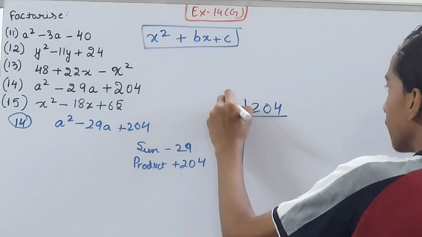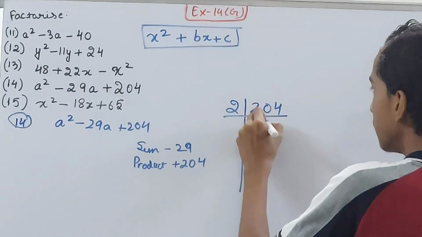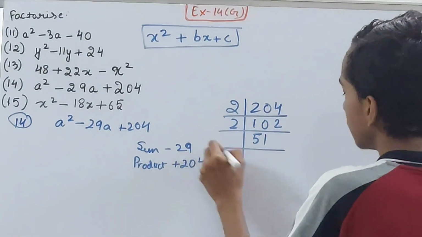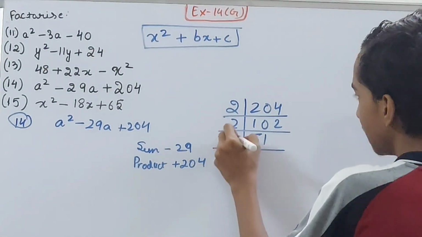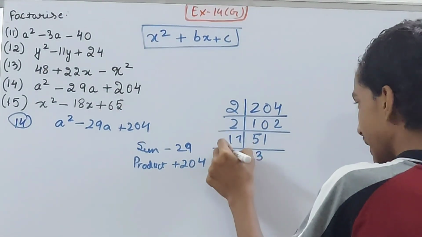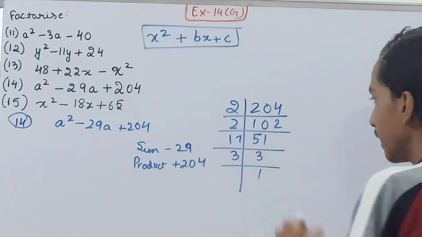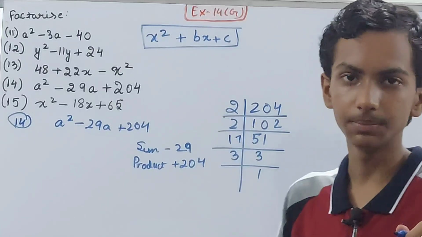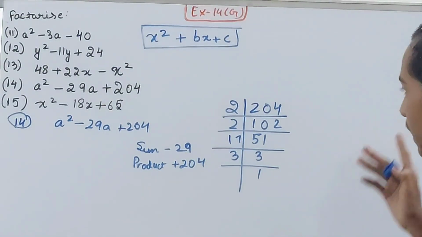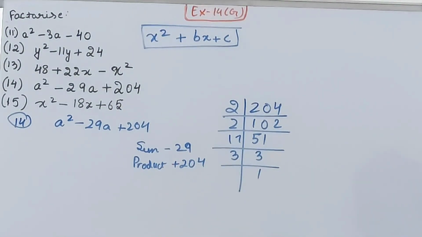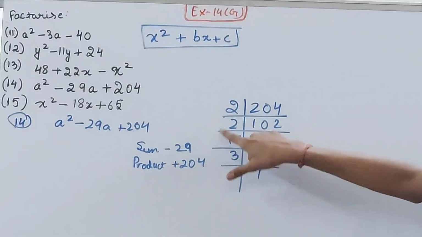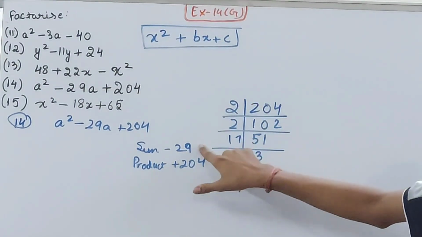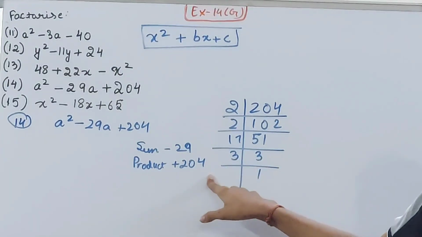Let's see. 2 we will take, so this will go 1, 0, 2 times. 2 again you will take, so this will go 51 times. Now 51 is divisible by 17 3 times, and you will take here 3. Clear? Remember, prime factorization we are doing, so we will always take prime factors only. That's it. But look here carefully. Now you have to think from these 4 factors only that their sum is minus 29 and product is what?